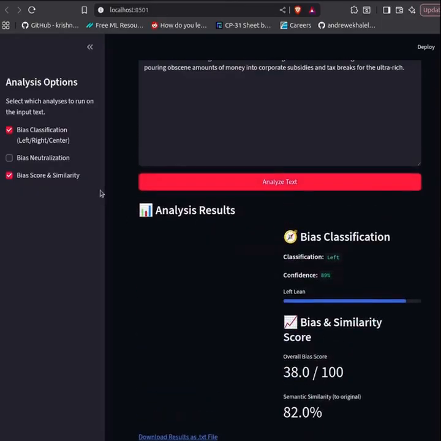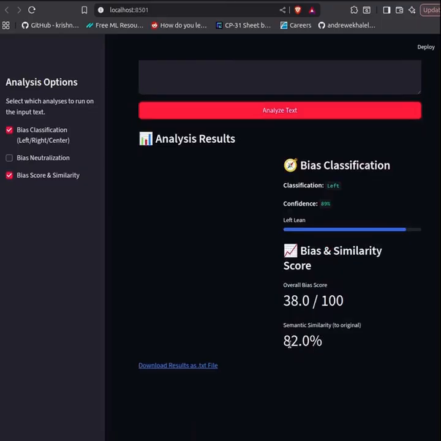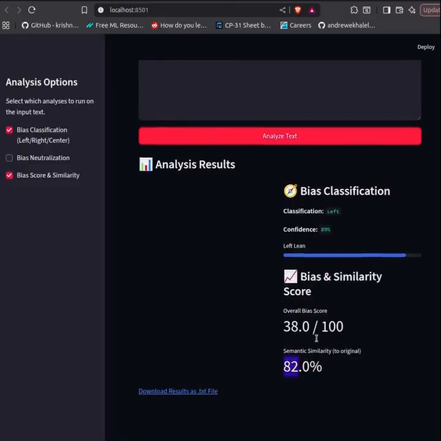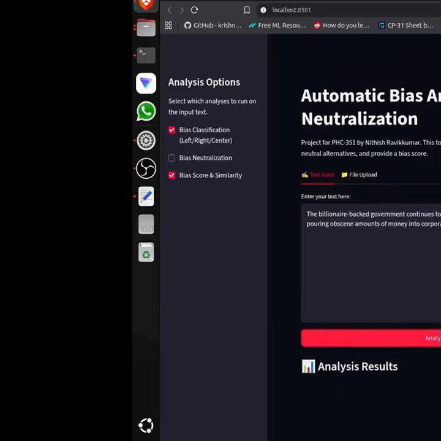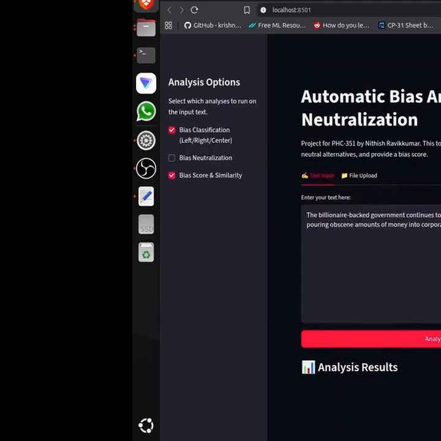So in this situation, since I have not chosen the bias neutralization checkbox, I only get the bias score and the classification. So the bias score is 38, which means that the bias is not very high, and the semantic similarity of the neutralized text which was obtained is 82%. So it shows that the resultant text is fairly similar to the original text, and the bias has been highly neutralized. So this concludes my presentation.